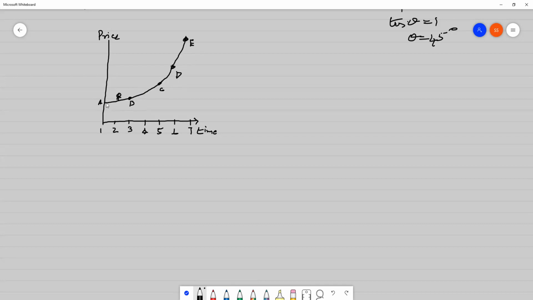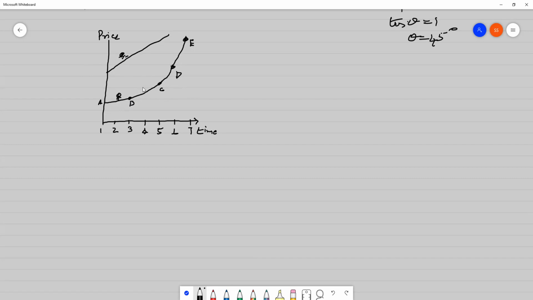From this, what we understand is that every part of the curve doesn't have the same slope. Every part of the curve has a different slope. The difference from the previous case is that previously it was a straight line. A person climbing the mountain has the same slope throughout. The slope doesn't change. The rate at which the price increases doesn't change.